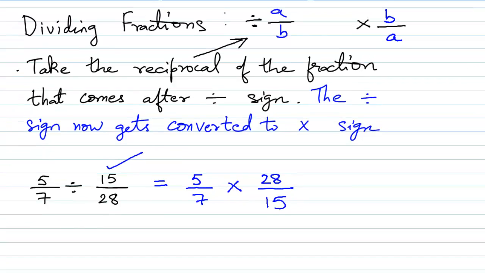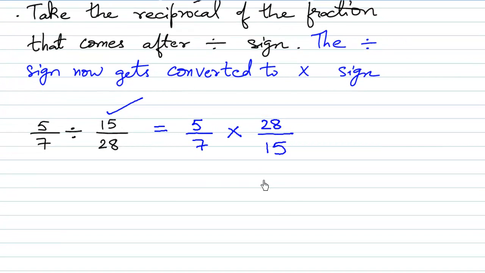And now the rules that apply for multiplication shall be used over here. Either we can multiply 5 and 28 and rewrite as the new numerator, and multiply 7 and 15 and rewrite as a new denominator, or we can cancel whatever is possible. But remember, we can only cancel the numerators and denominators. So 5 ones is 5, 5 threes is 15, 7 ones are 7, 7 fours are 28. So 1 fours is 4 and 1 threes is 3. So the answer is 4 upon 3.